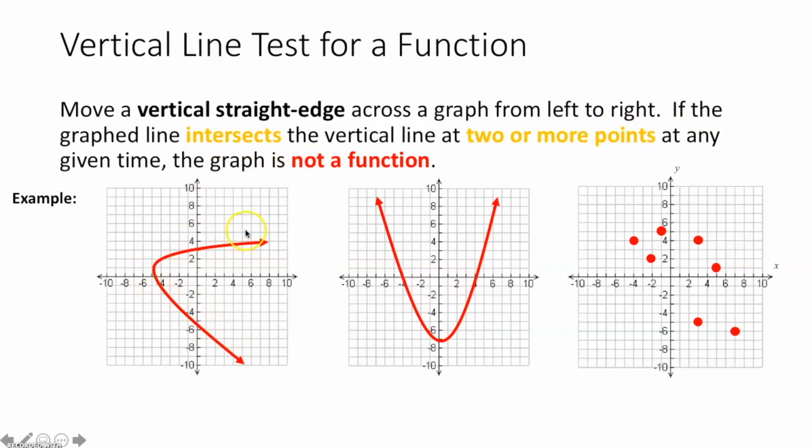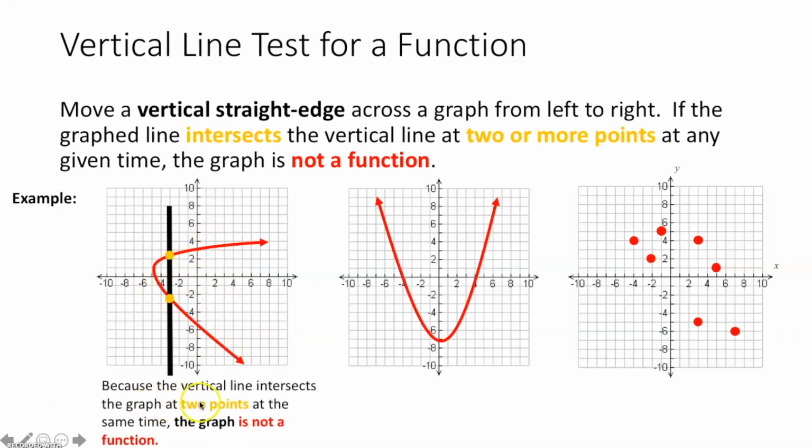We're going to test this graph right here. Is this curve a function? Well, we're going to take a vertical straight edge. Doesn't matter what it is. You can use a pencil or pen. I'm going to use this line right here. And I'm going to move it across the graph from left to right, keeping it vertical. If I hit 2 points on the graph at the exact same time on my vertical line, then it's not a function, because that would mean that an x value is repeating. So let's move it across. Yes, we have 2 points here, we have 2 points here, we have an infinite amount of 2 points, right? Because the vertical line intersects the graph at 2 points at the same time, the graph is not a function.